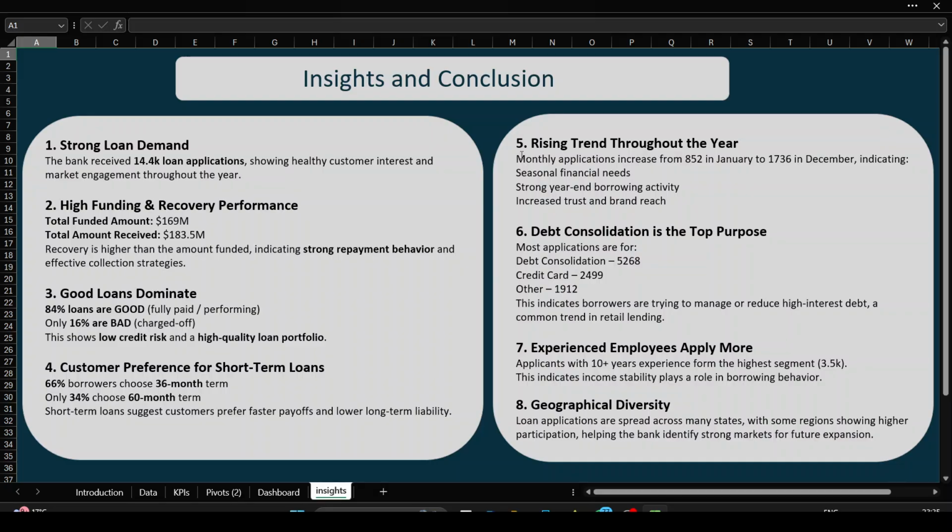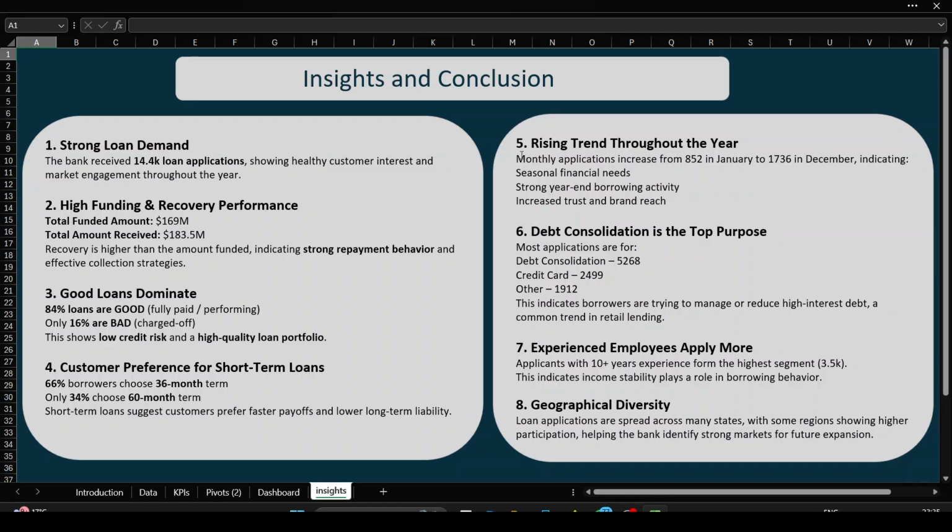So as you can see, there is a strong demand of loans, with almost 14.4k loan applications passed this year. Highly funding and recovery performance. Total funded amount was $169 million, and total amount which we received was $183.5 million. This indicates strong repayment behavior and effective collection strategies.